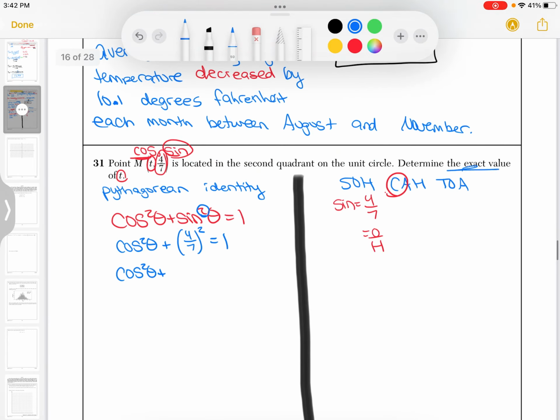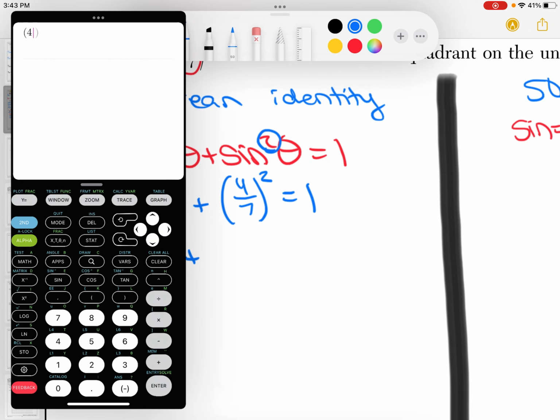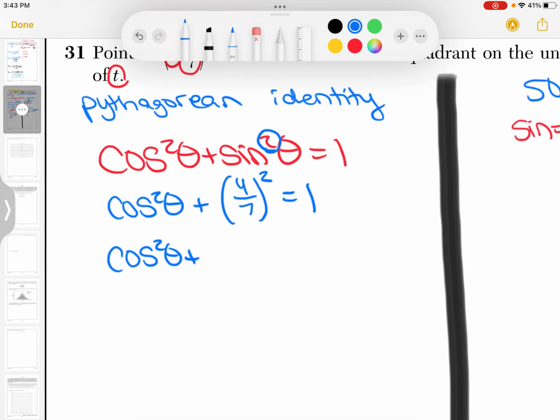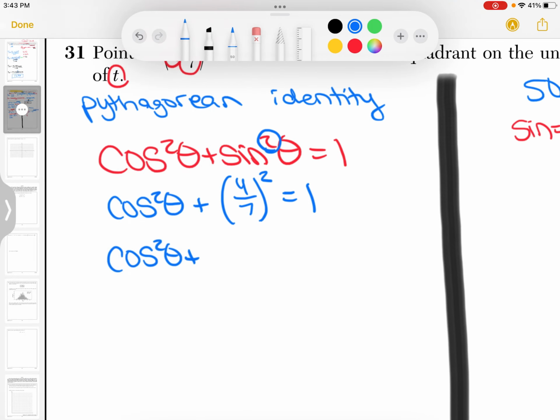because this wants an exact value for the answer, that means no decimals. If I do 4 over 7 squared in the calculator, I'll just show you real quick. 4 over 7 squared, I get a decimal. I don't want that. So I want to just square this, or you can math enter it. If you math enter it, you get 16 over 49, but you could just square this in your head. On top, 4 squared is 16, and on the bottom, 7 squared is 49.